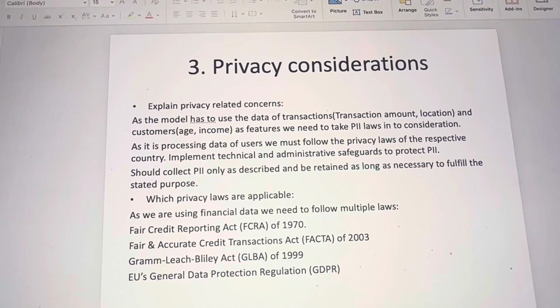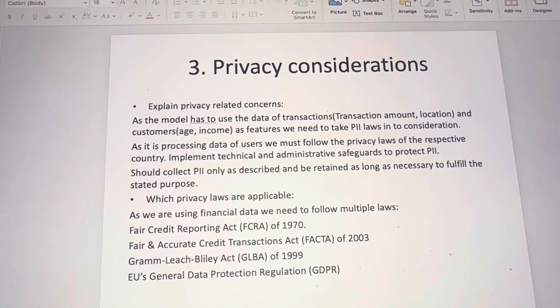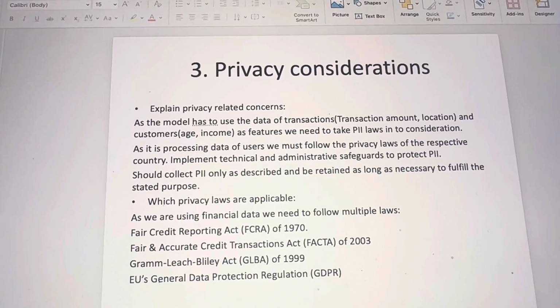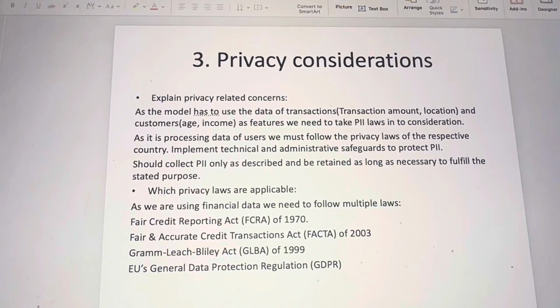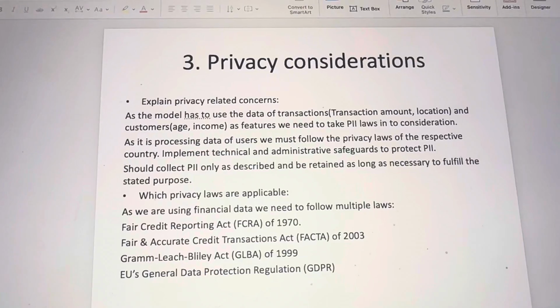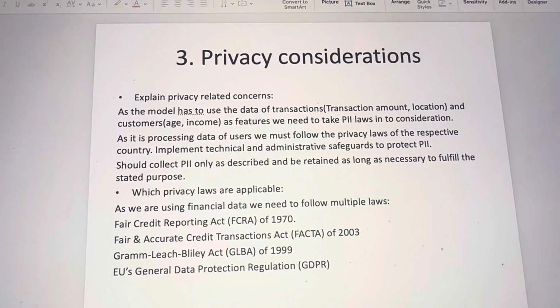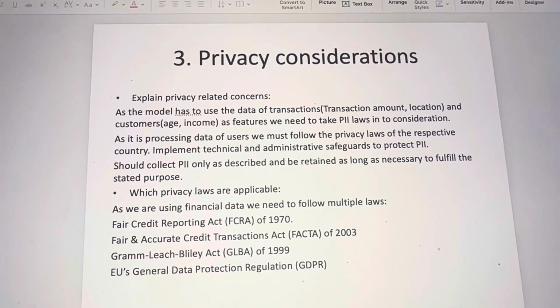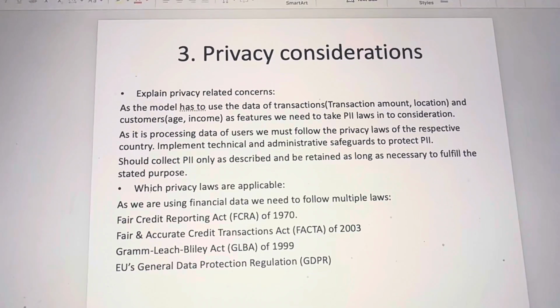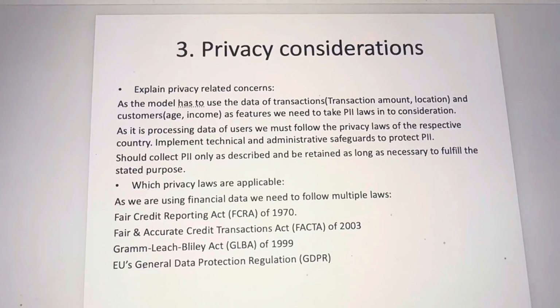And which privacy laws are applicable for this financial transaction model? Those laws are the Fair Credit Reporting Act (FCRA), the Fair and Accurate Credit Transactions Act (FACTA), the Gramm-Leach-Bliley Act (GLBA), and the EU's General Data Protection Regulation (GDPR). This is specifically for any data that is identifiable to a particular customer.